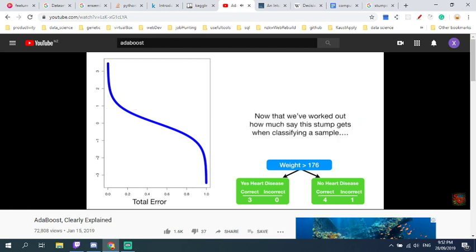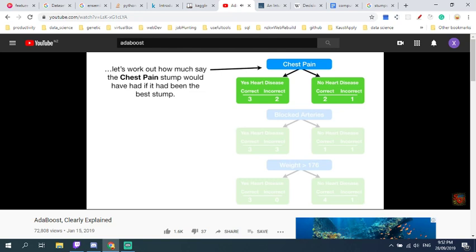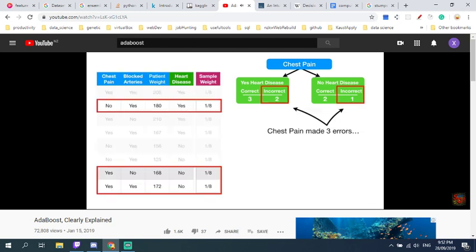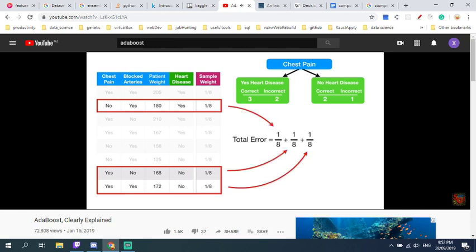Bam! Now that we've worked out how much say this stump gets when classifying a sample, let's work out how much say the chest pain stump would have if it had been the best stump. Note, we don't need to do this, but I think it helps illustrate the concepts we've covered so far. Chest pain made 3 errors, and the total error equals the sum of the weights for the incorrectly classified samples. So the total error for chest pain is 3/8.